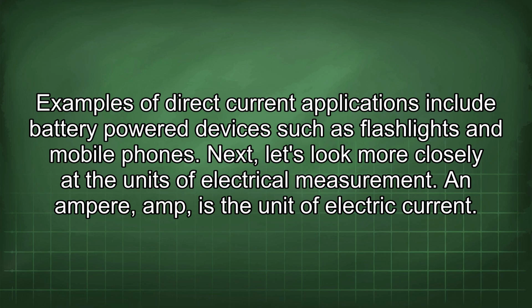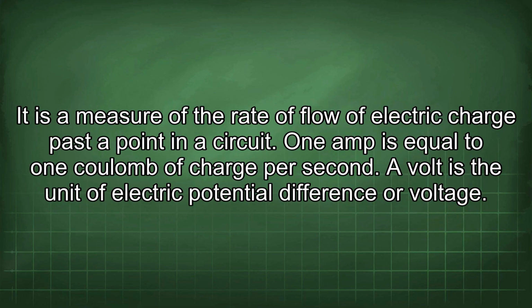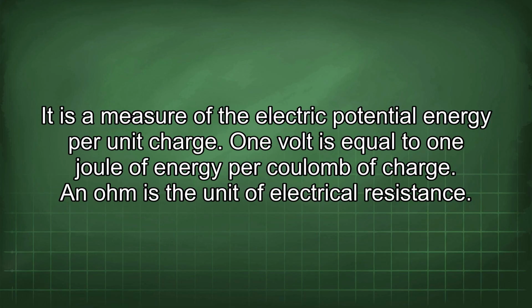An ampere, amp, is the unit of electric current. It is a measure of the rate of flow of electric charge past a point in a circuit. 1 amp is equal to 1 coulomb of charge per second. A volt is the unit of electric potential difference or voltage. It is a measure of the electric potential energy per unit charge. 1 volt is equal to 1 joule of energy per coulomb of charge.